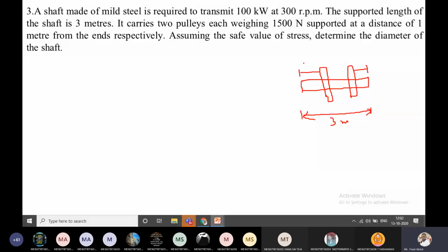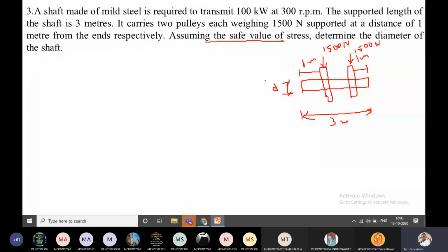Each one has a weight of 1500 newtons. And assuming safe values for the stress, here the stress value is not given. The question says assuming, which means we ourselves need to assume the safe stress values and determine the diameter of the shaft. So this d value we need to calculate.